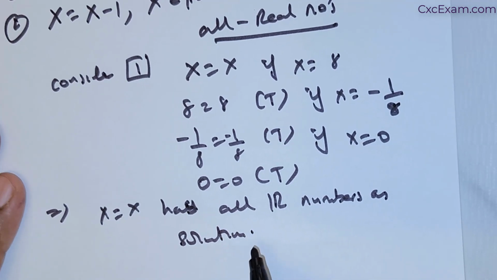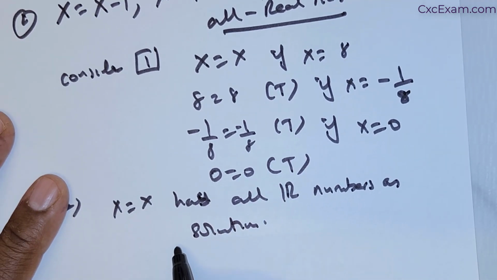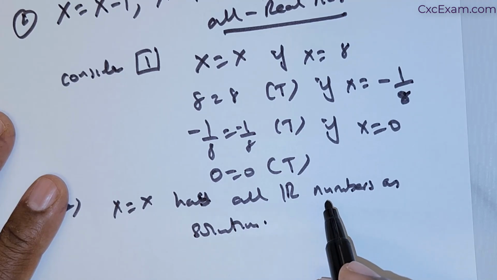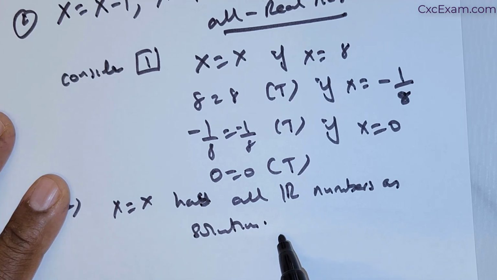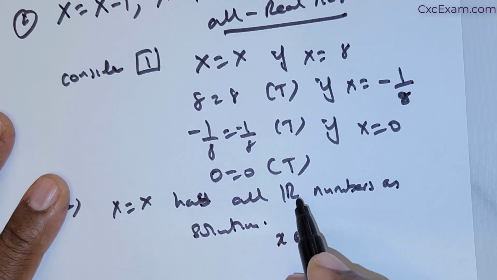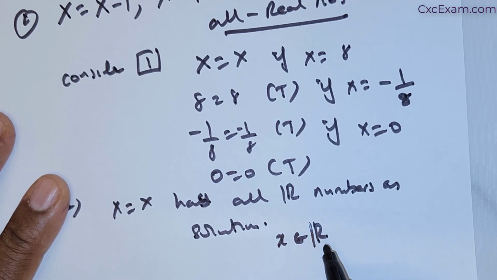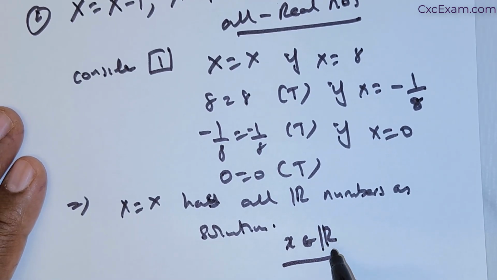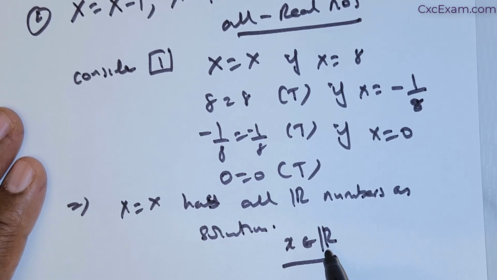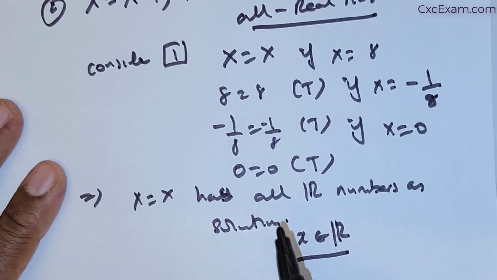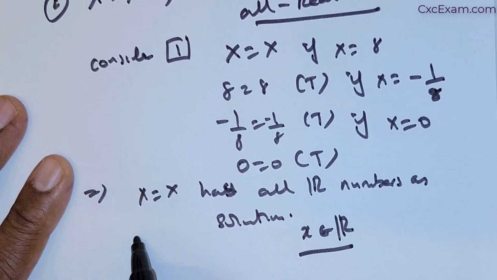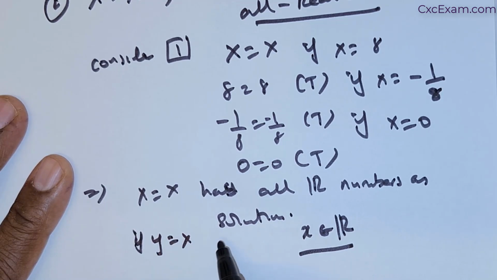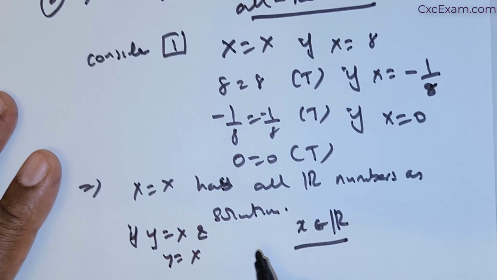So no matter what real number you take, given the condition x is an element of R, the entire domain will constitute the real numbers. So what it means, if you had to draw a line, x = x means y = x.